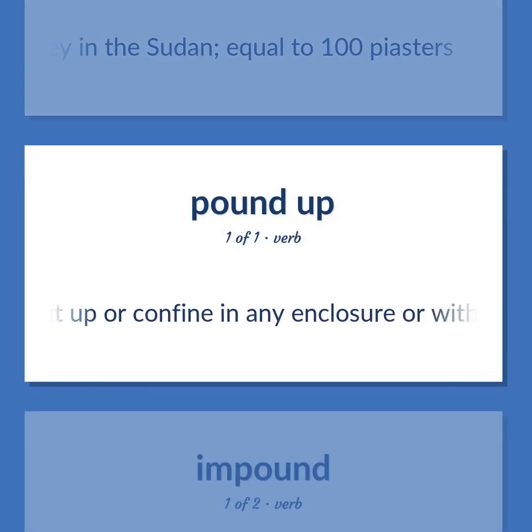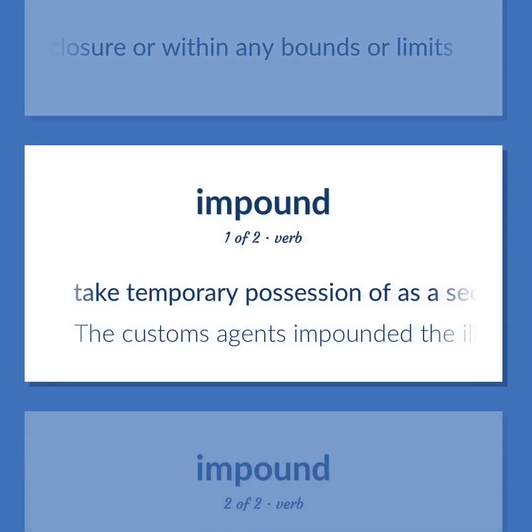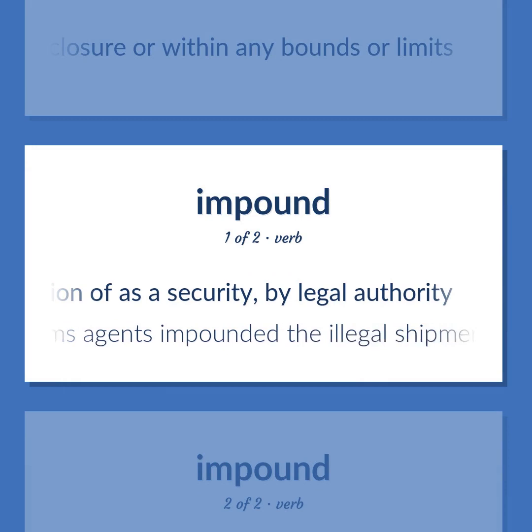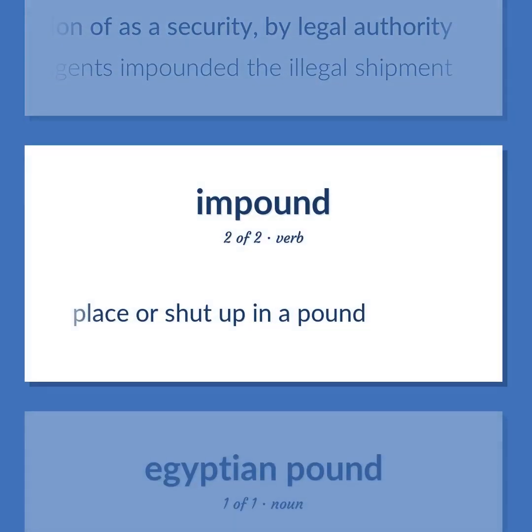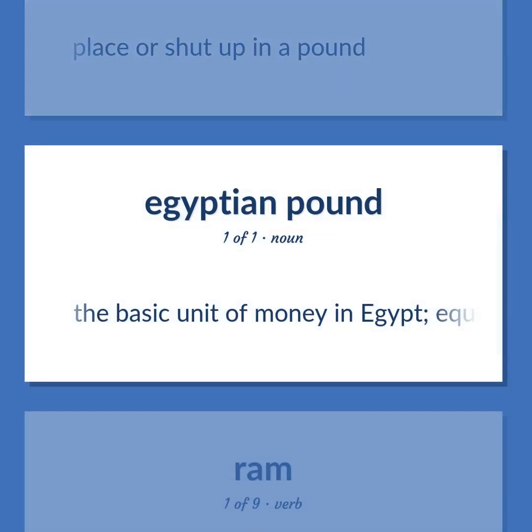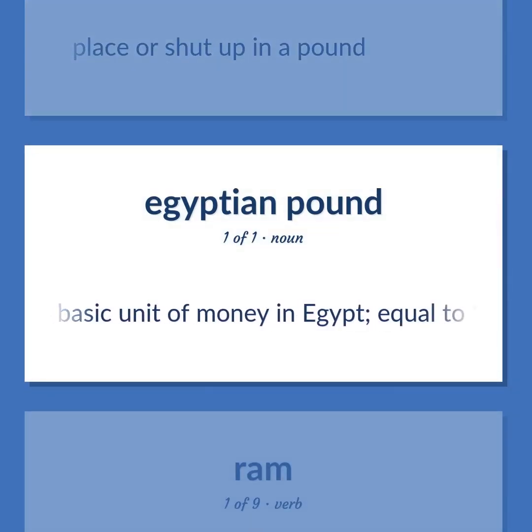Shut up or confine in any enclosure or within any bounds or limits. Take temporary possession of as a security, by legal authority. The customs agents impounded the illegal shipment. Place or shut up in a pound. The basic unit of money in Egypt, equal to 100 piasters.